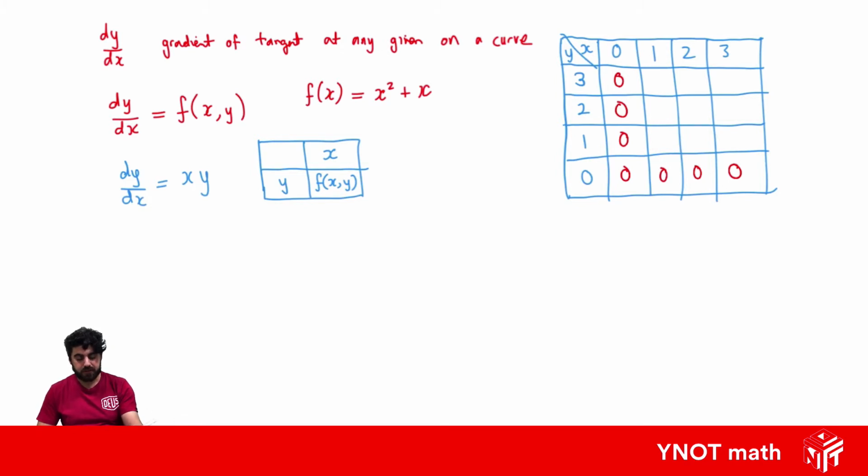Now, these are just products. So 3 times 1 is 3. 3 times 2 is 6. 3 times 3 is 9. 2 times 1 is 2. 2 times 2 is 4. 2 times 3 is 6. 1 times 1 is 1. 1 times 2 is 2. And 1 times 3 is 3. And now we can go ahead and create our directional field.